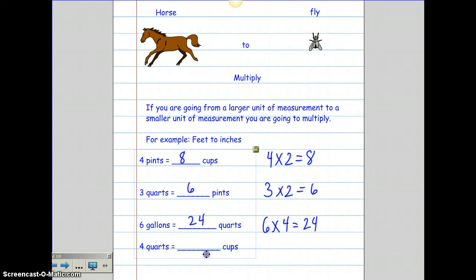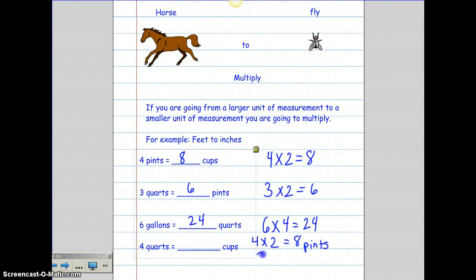Now I'm going from quarts to cups. Here's where it gets complicated. I know that there are 4 quarts that I'm working with, okay? But I can't go from quarts to cups. So first I have to go from quarts to pints. Then I can convert from there. So there are 4 quarts, and I know that there are 2 pints in every quart. So I'm going to do 4 times 2 is 8. Then from there, I know that I have 8 pints. So I'm going to write pints right here.